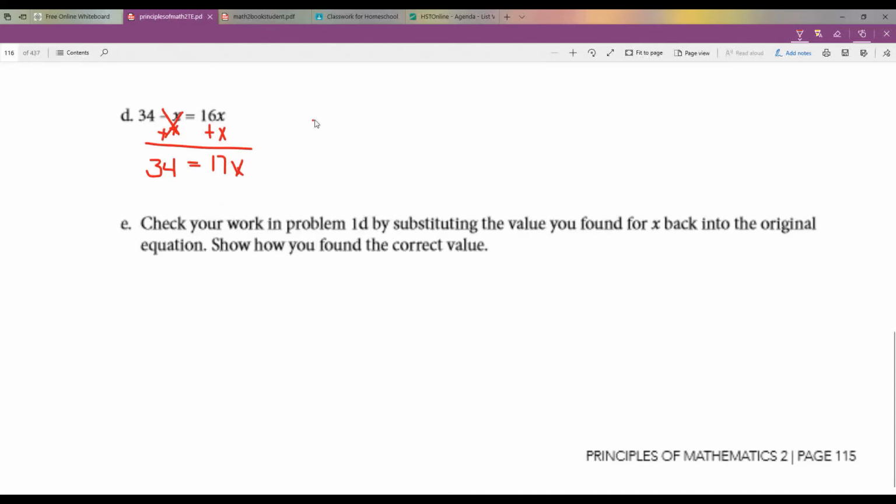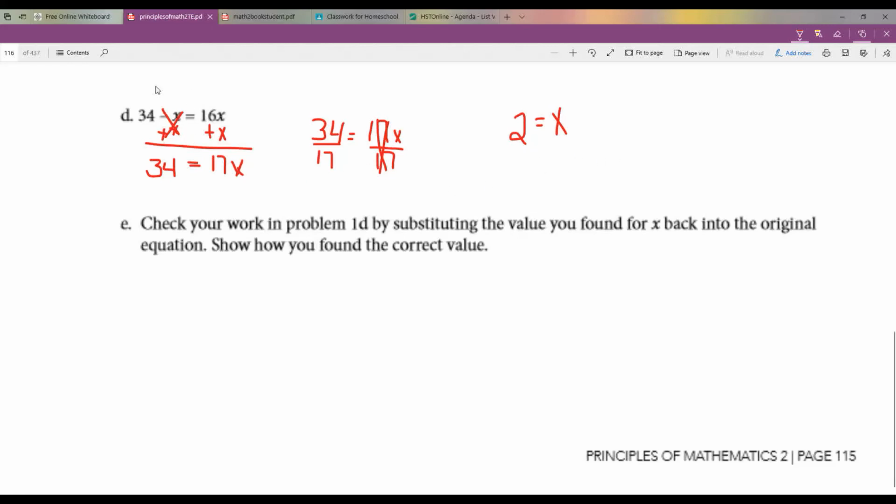Then we can get over here so we have some more space. Then we can solve the problem. Okay, so we're going to divide both sides by 17 to get rid of 17 over here. These cancel out, so we're left with X over here by itself. And 34 divided by 17 gives you 2. So X equals 2, or 2 equals X.